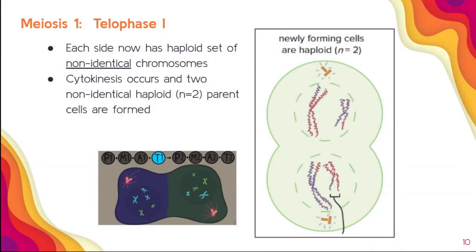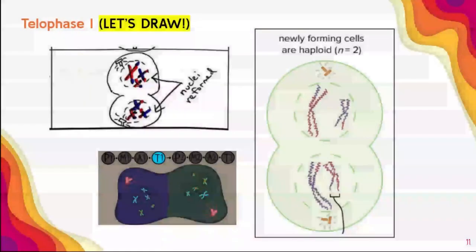So meiosis 1, telophase 1. This is the last phase of meiosis 1. Now with this one, each side now has a haploid set of non-identical chromosomes. Cytokinesis occurs. That's the cutting of the cell. And the non-identical haploid daughter cells are formed. We're not done yet, but we're getting there. Now, as you can see, we start to see the nuclei forming again. And then the process is going to start all over because now we need to work with two separate cells.